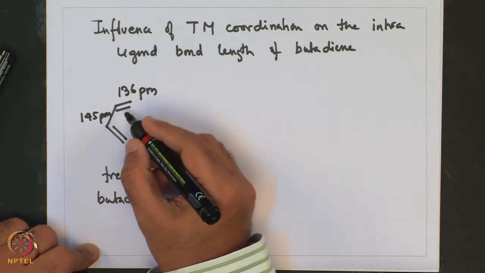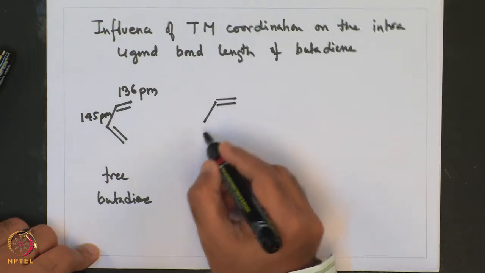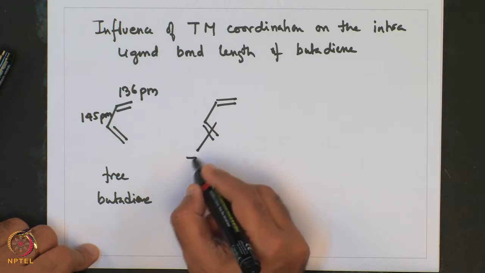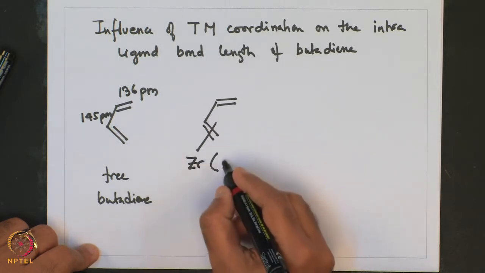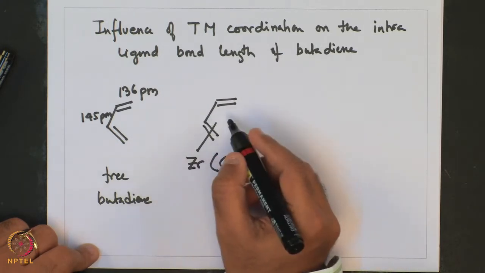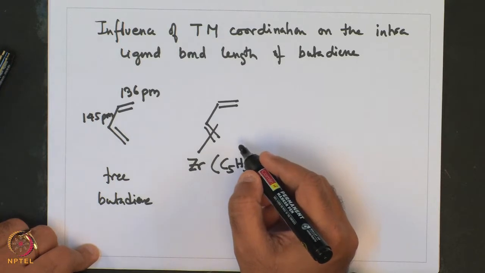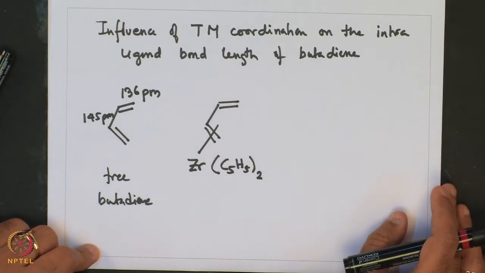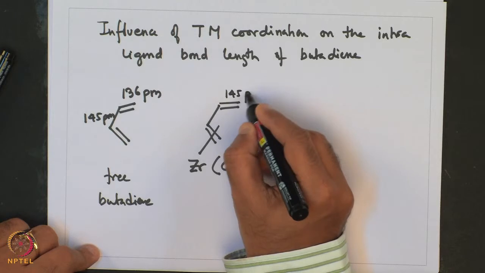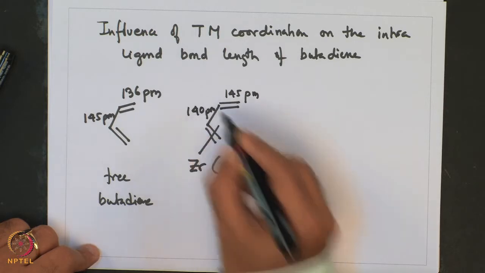So, internal is a longer bond, terminal is a shorter bond, but when it coordinates to metal, particularly zirconium Cp2, then the terminal bond length, depending on the population and depopulation, the extent of forward sigma donation and pi back donation, has increased to about 145 picometer, and the internal one has shortened to about 140 picometer.